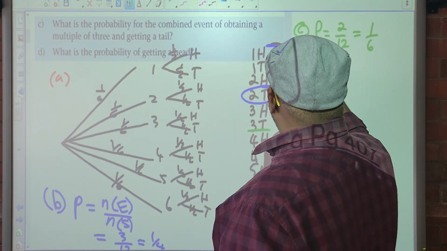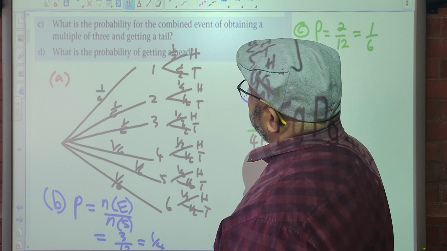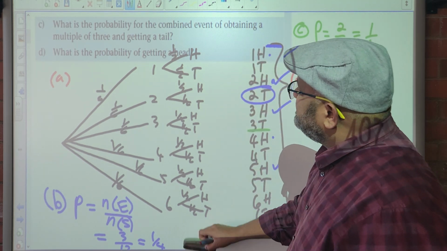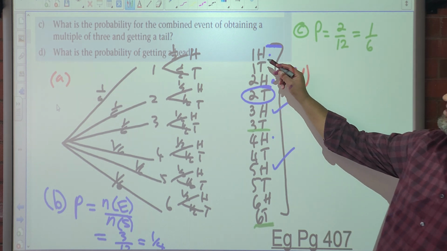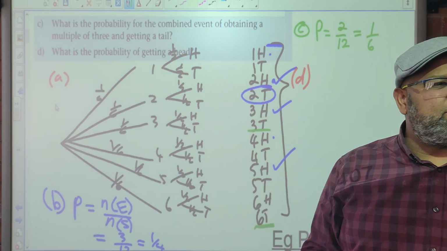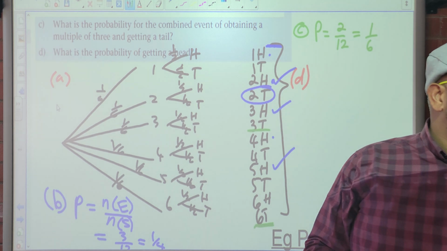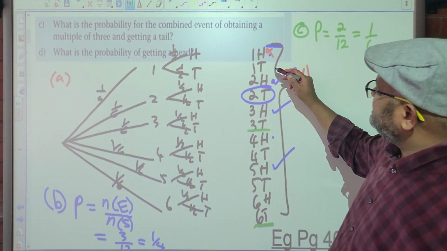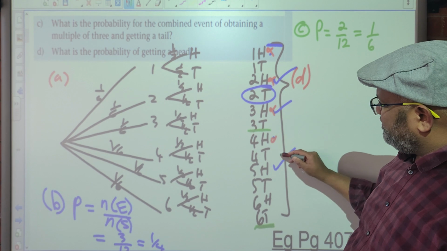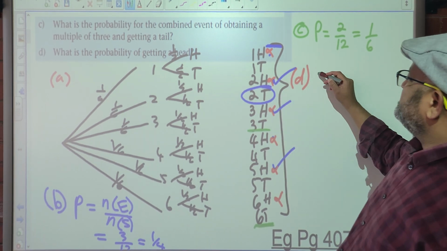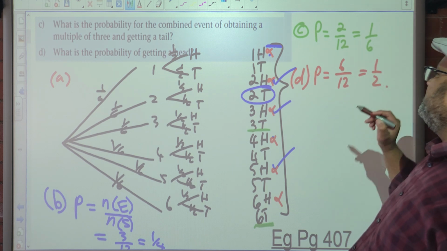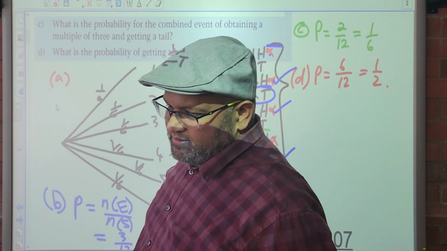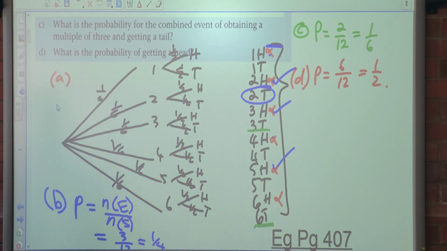Let's look at D. What's the probability of getting a head? So how many heads are here? Is there any condition placed on the number? No, so I don't worry about the number. So how many heads are there? 1, 2, 3, 4, 5, 6 heads. So the probability will simply be 6 out of 12, which is 1 over 2. Do you guys understand? Is there any confusion?